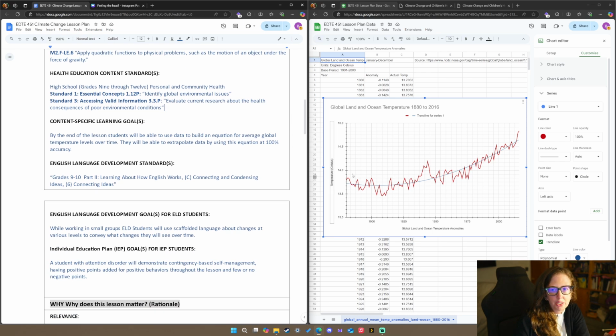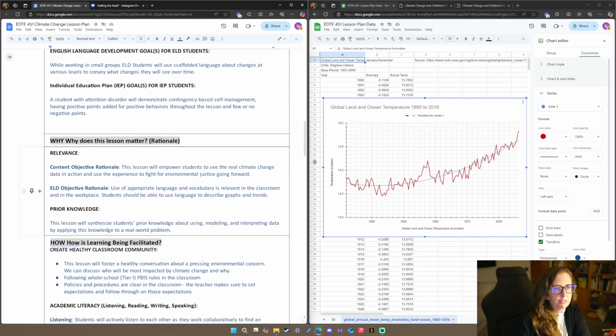The students are going to be getting data that I preload for them from NASA and the Jet Propulsion Laboratory of global average temperature from 1880 to 2016. And they will create a line of best fit for it, and then extrapolate the data to try and determine when we will reach 2 degrees Celsius and 4 degrees Celsius global warming, which are major thresholds for things like health outcomes.